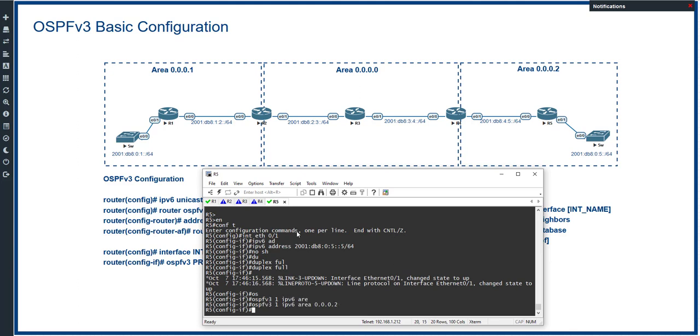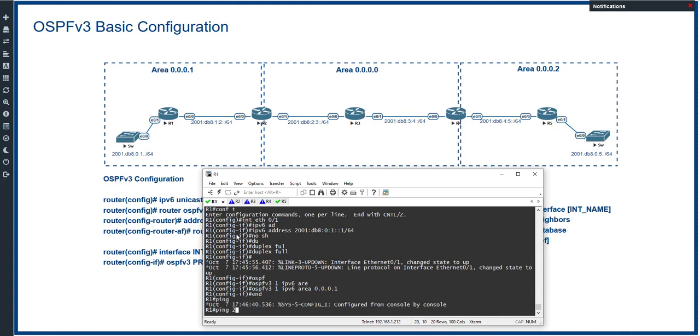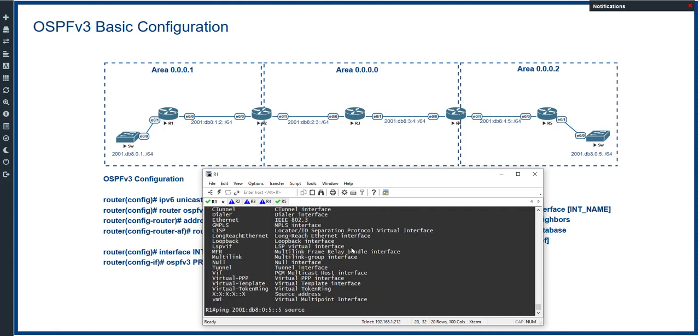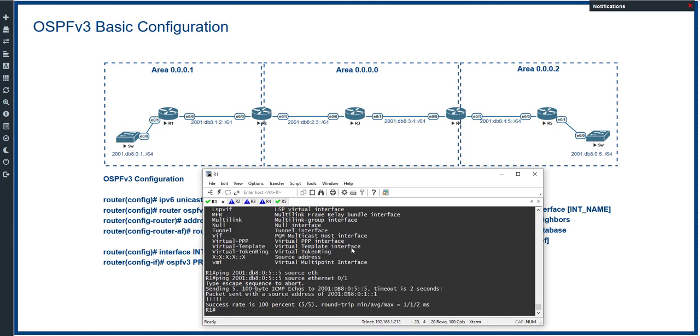Now we have connectivity between these two LANs. Let me show you. From R1 we can use the ping command to 2001:DB8:5::5, this is the ETH01 IP address, with the source of, for example, Ethernet 01. That's it. Look here, we have connectivity without any problem.